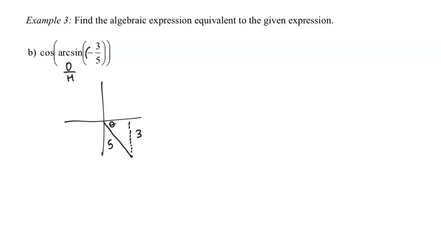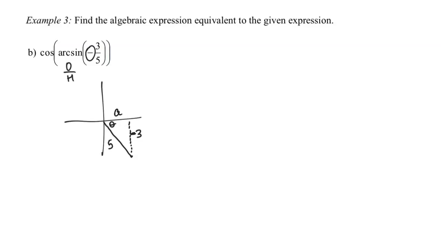But the question is, where did this negative go? Well, pay attention here. This 3 is on the negative side of the y-axis, and so because of that, we're going to put the negative on our 3. The negative will never go on the hypotenuse. The hypotenuse will always be positive, but the x or the y could be negative depending on what quadrant you are in. And so now we are ready to find this third side.